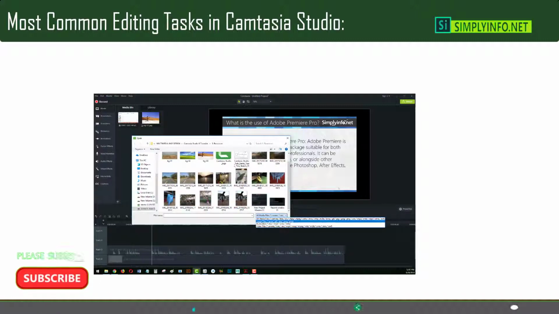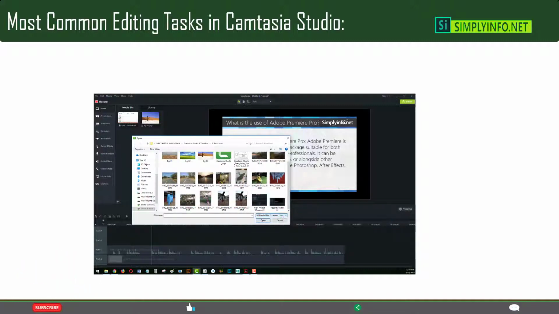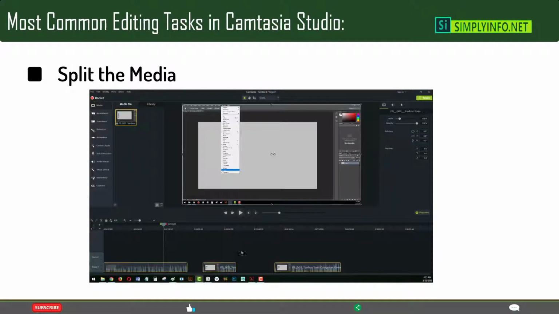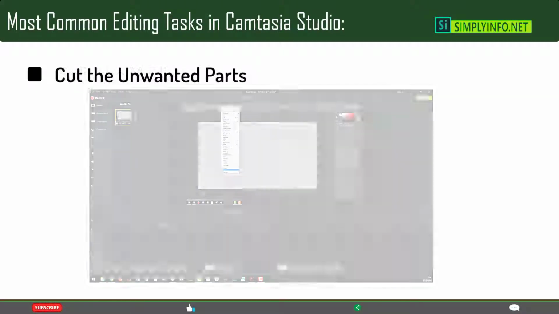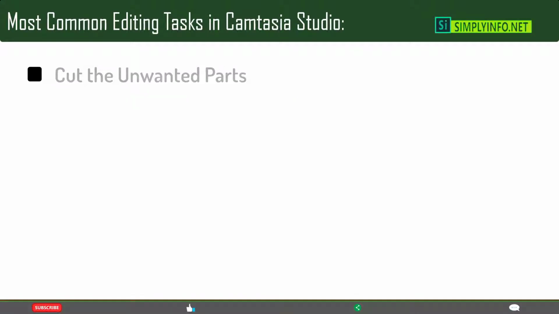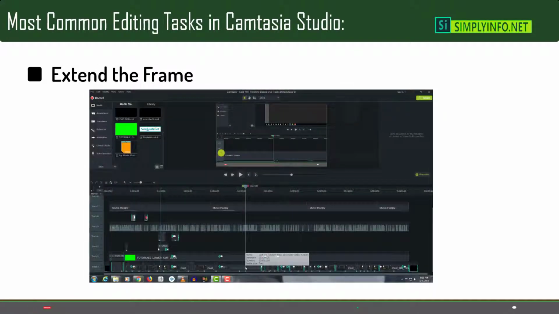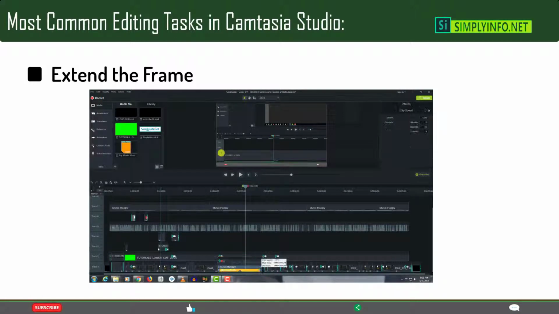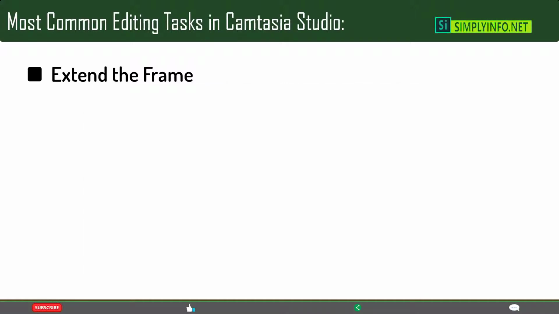Apart from importing the media into the media bin, the first one we do is split the media into different parts. Second most common editing task we do is cut the unwanted parts. Third one is extend the frame. When we want a frame to stay for some time, we have to extend the frame in the video. We do it generally more commonly.